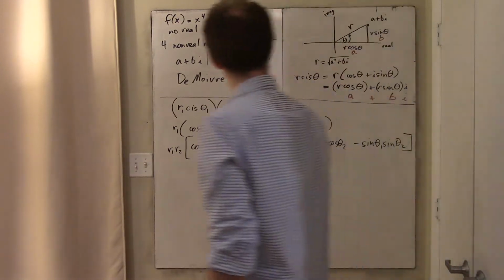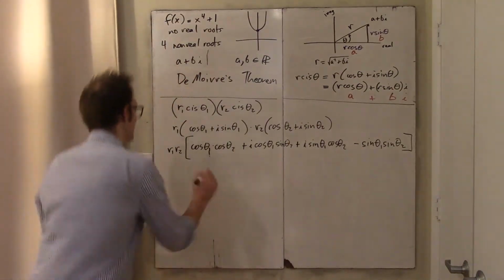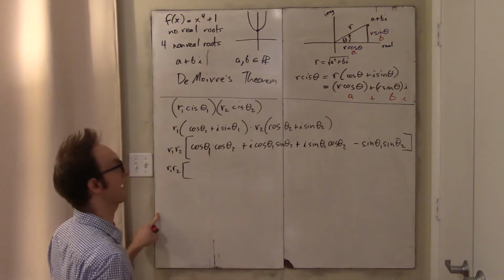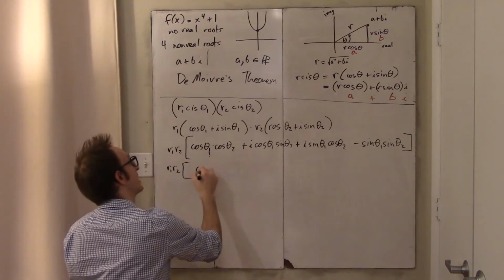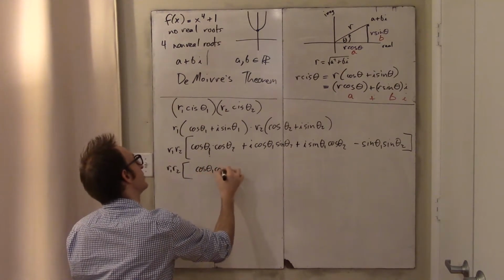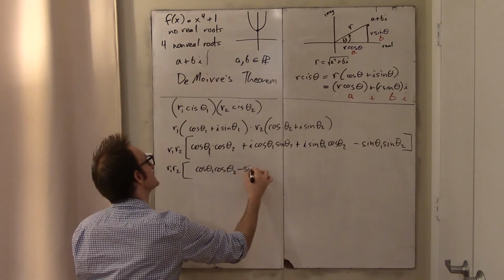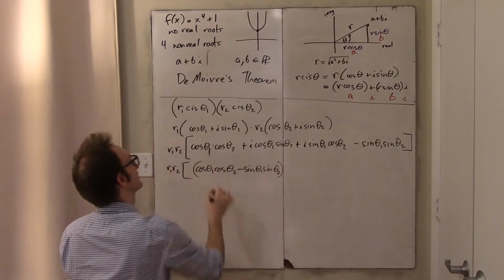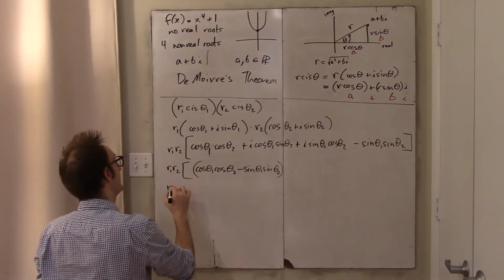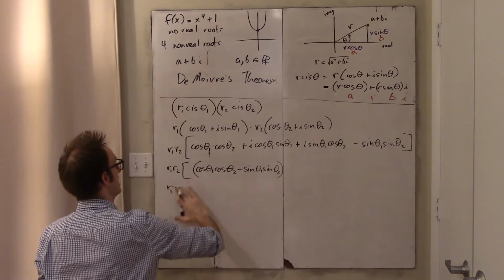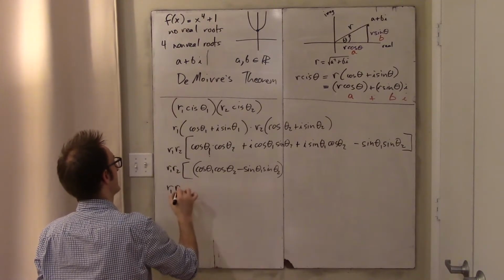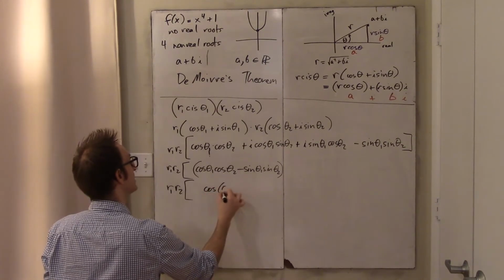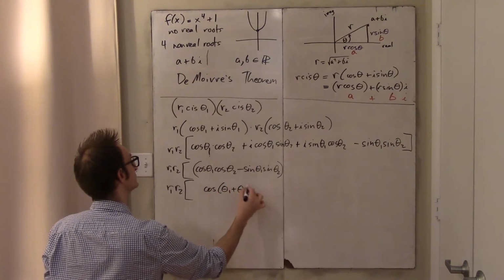What is the big picture here? The big picture is, this is r1 r2. If we group these now, what's the real part of this complex number? It's cosine theta 1 cosine theta 2 minus sine theta 1 sine theta 2. Well, that certainly looks familiar. It's just the formula for the cosine of a sum. So this is cosine of theta 1 plus theta 2.